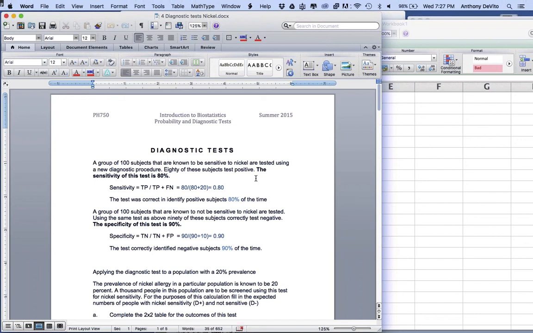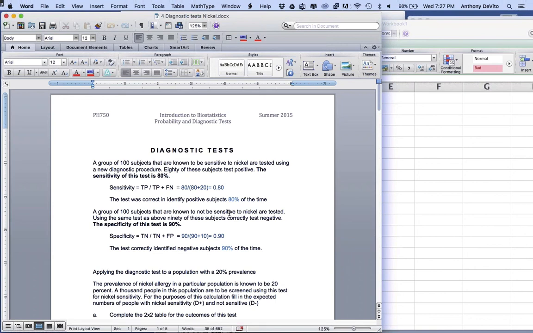Okay, so now the other end of this is that you want to make sure that test just doesn't say to everybody that they have a nickel allergy. So you want to test this diagnostic test on people that don't have a nickel allergy. So you take another group of 100 subjects that are known not to be sensitive to nickel, right? And you perform the same test on them, and 90 out of 100 test negative. 10 of them test positive.